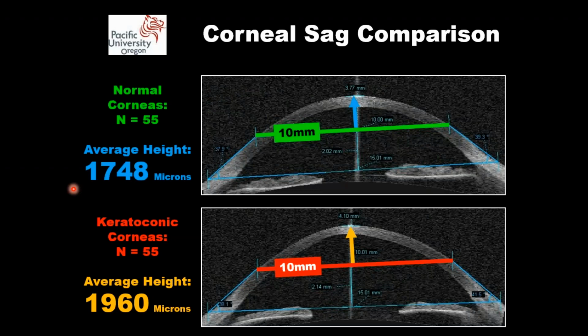Well, one of the things that's helpful to understand is that we're dealing with various sagittal depths. And of course, we know that normal corneas fall within a certain range of heights. In this case, if we measure 55 normal eyes, the average corneal height is 1,748 microns, about 1,750. However, if we measure keratoconic eyes, 55 keratoconic patients, they come up approximately 200 microns higher. So going from a normal eye with ocular surface disease to fitting a keratoconic patient, there's an awful good likelihood that we're going to need a deeper lens. We're going to need more sagittal depth.